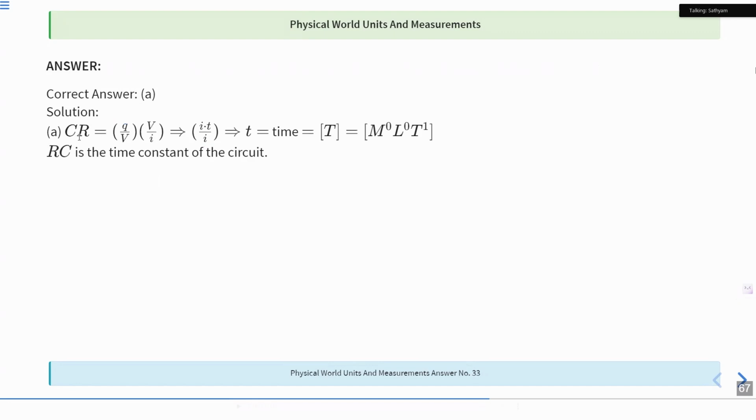Bacho, just notice this. What is capacitance? Q by V. All right. And what is R? It is V by I from Ohm's law. So this V and this V will get cancelled. You have Q upon I. What is charge? Charge is I into T. And then you just have T. What is the dimensional formula of small t? That is capital T. And the rest, M and L, will be 0. Okay. Next.